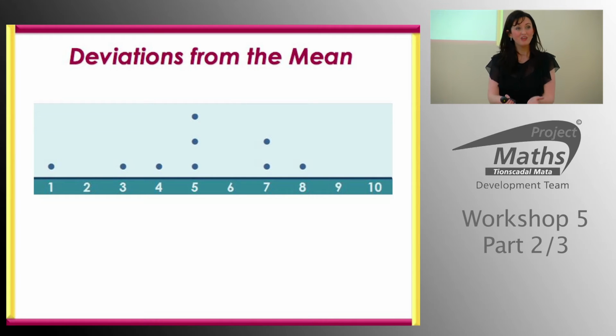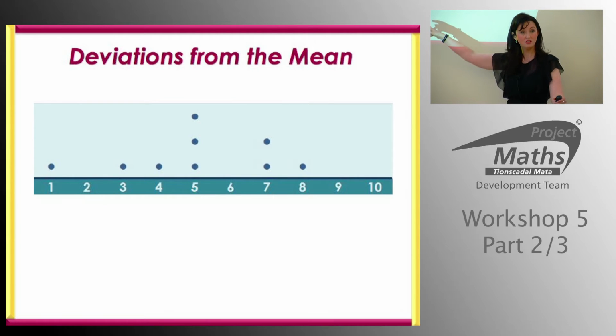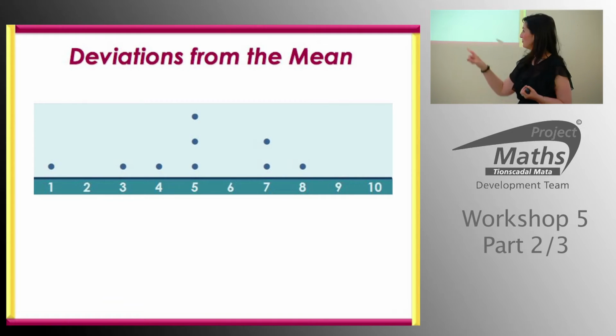Now, standard deviation, it's so easy. All we're going to do is get the average of all of those deviations. What are my deviations? Get the average of them. That's all our standard deviation is. Now, if I wanted to get the average, what am I going to do? What do I do here?